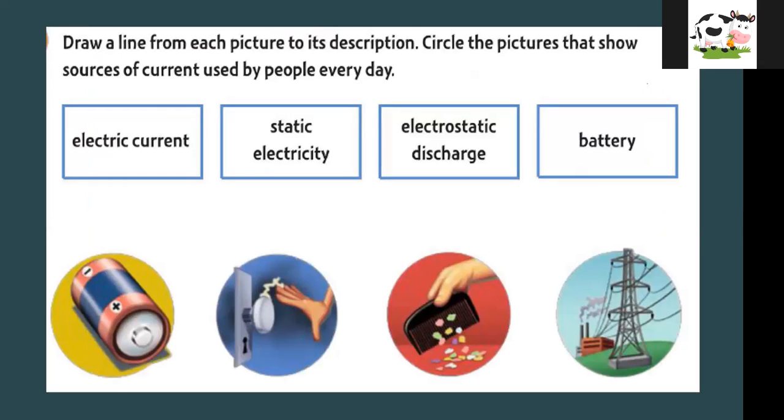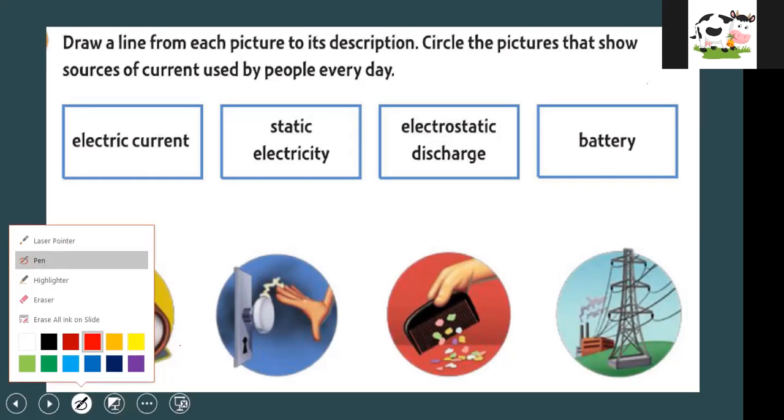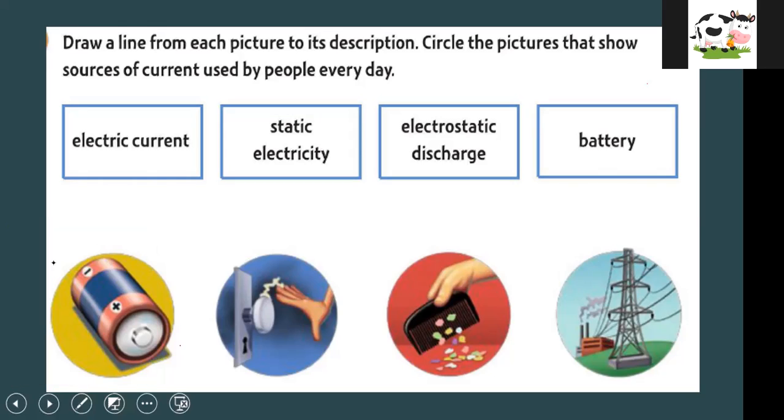All right, let's draw a line. I'm going to draw the line, and you guys just tell me where I should draw it. So where would the battery go? The battery? Oh, okay, it's like the exact same word.